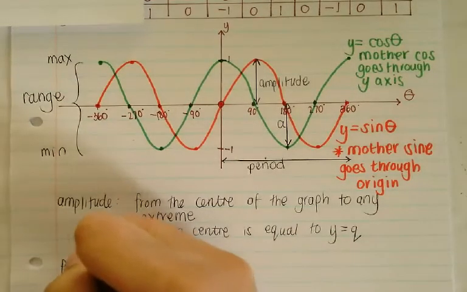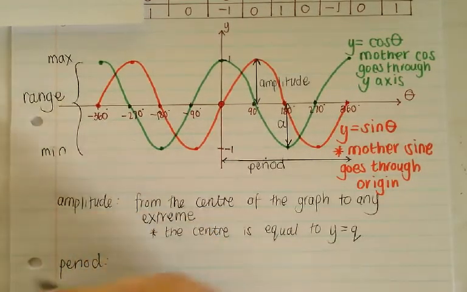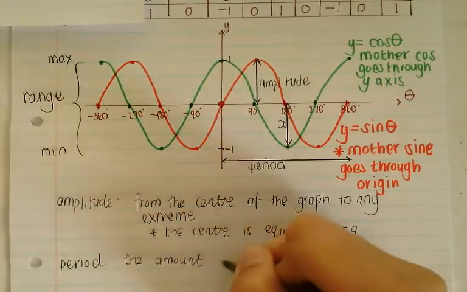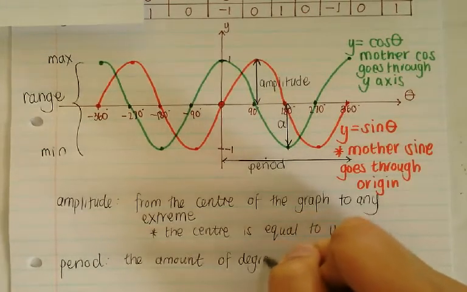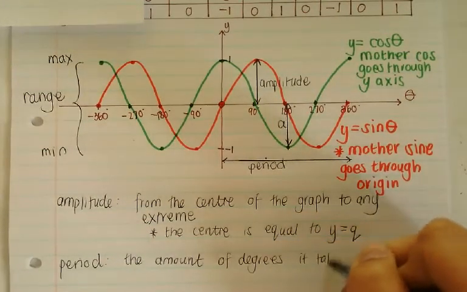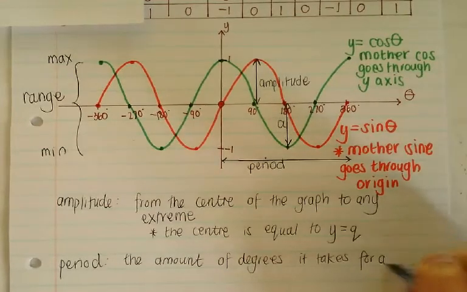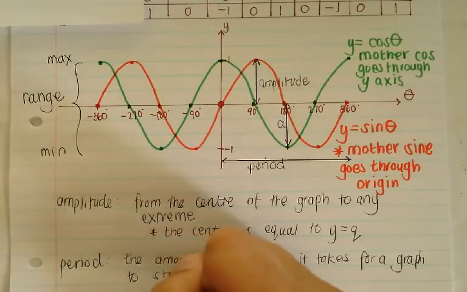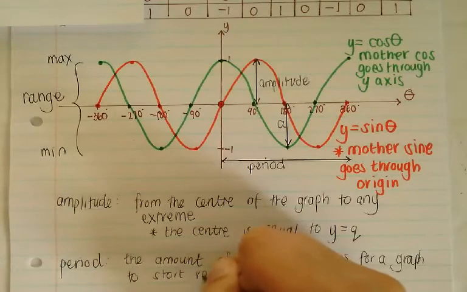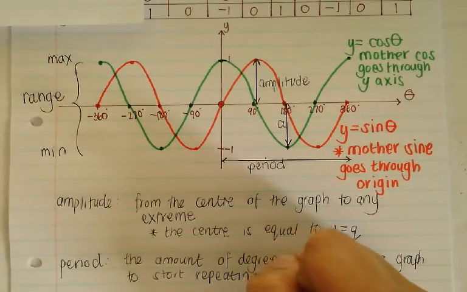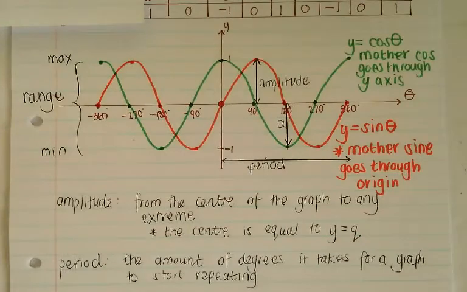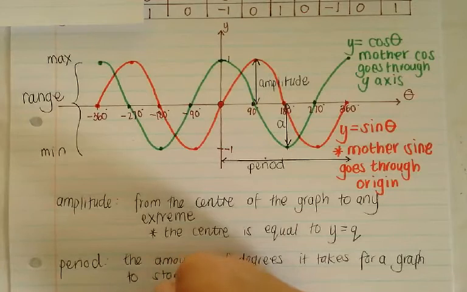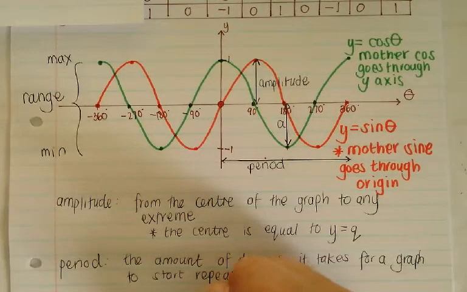Then we have another bit of information, a period, the amount of degrees it takes for a graph to start repeating. For a mother sine and mother cos, the period is 360.